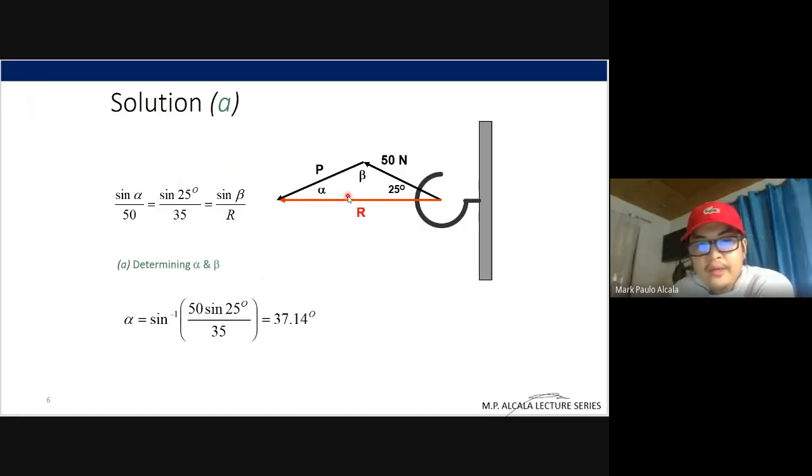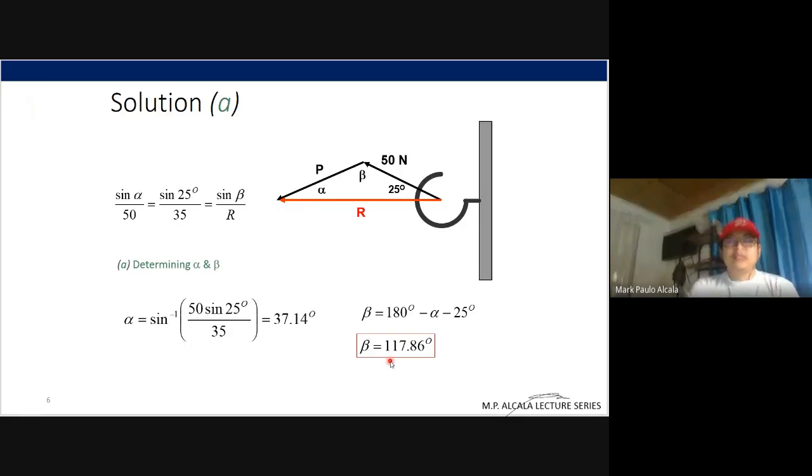Solving further, we get alpha to be 37.14, and then beta. We cannot use this equation since we don't have R yet, so we will use it once we get beta. Sorry about that. Beta is simply 180 degrees, the sum of the interior angles inside the triangle, minus alpha, minus 25 degrees. So from alpha 37.14, beta is 117.86 degrees.